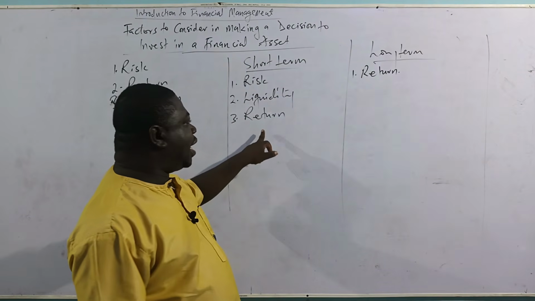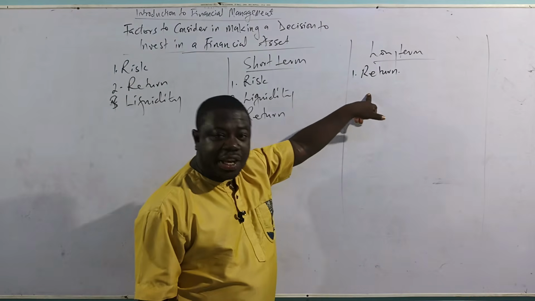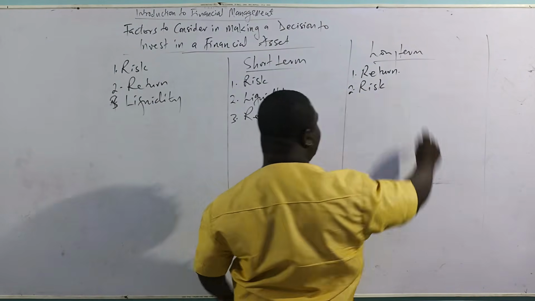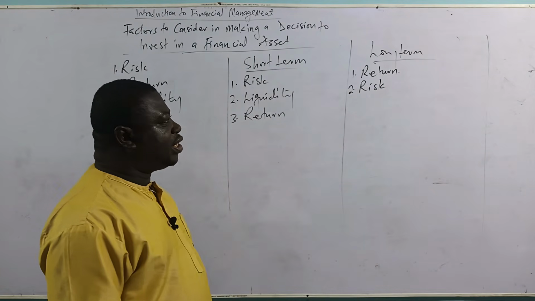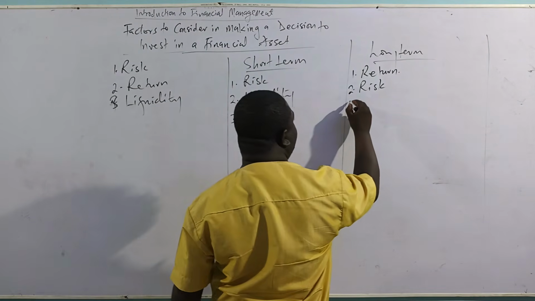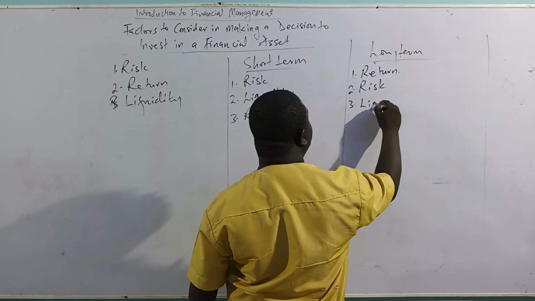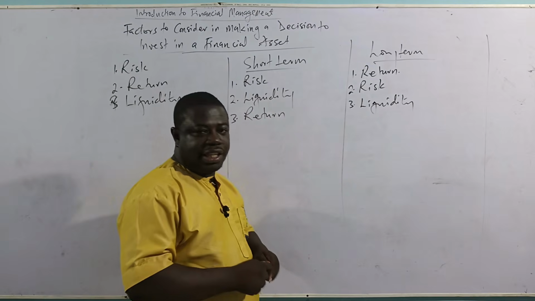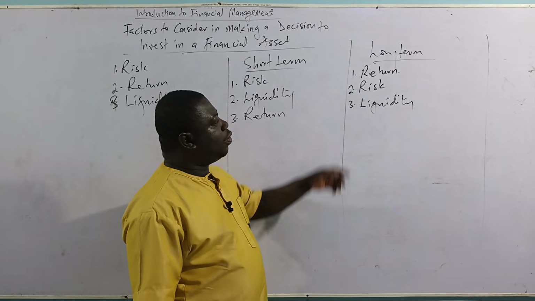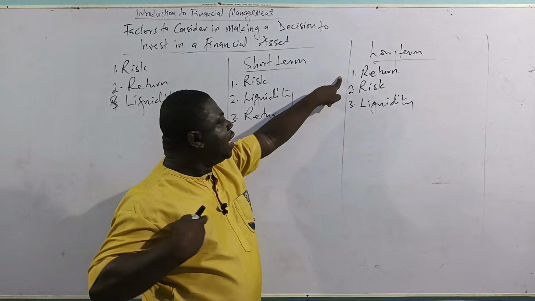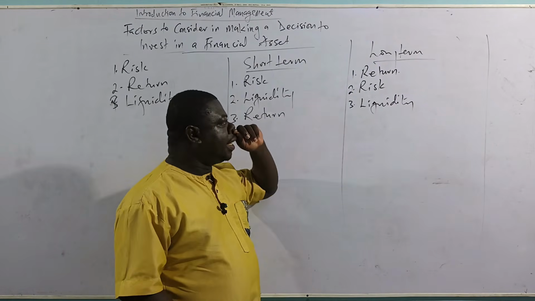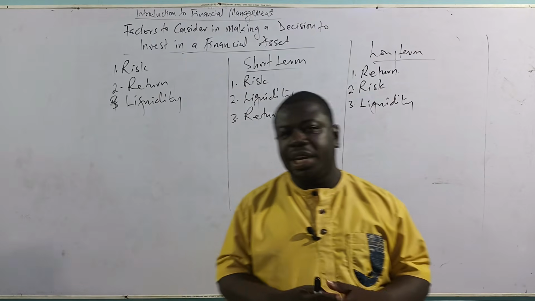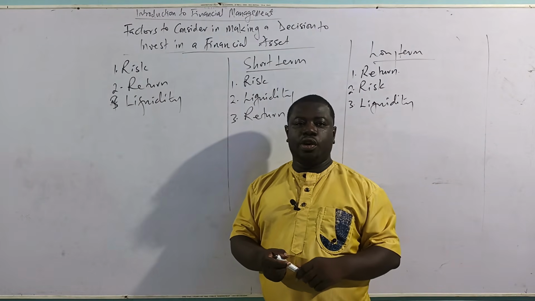So with these same three, you see that now return has been elevated from the third to the first. After the return, we are also concerned about the risk. So risk becomes the second most important factor when you are making a long-term investment. And then the last one is liquidity. We are not so concerned about liquidity in the long term because we are not thinking about converting it to cash now. So return is the most important in the long term, then risk is the second most important, and liquidity becomes the third when you are making an investment into a long-term financial asset.